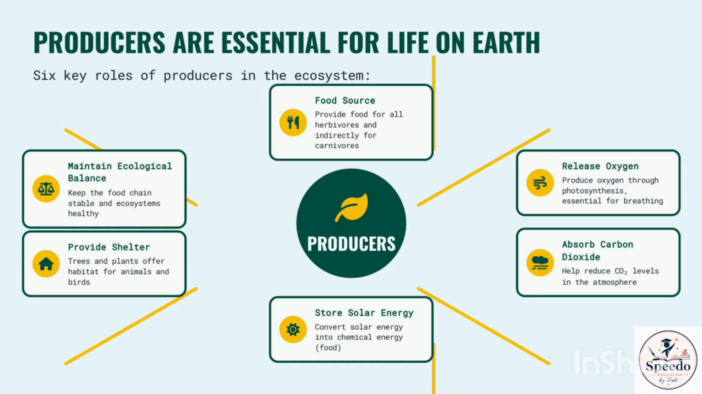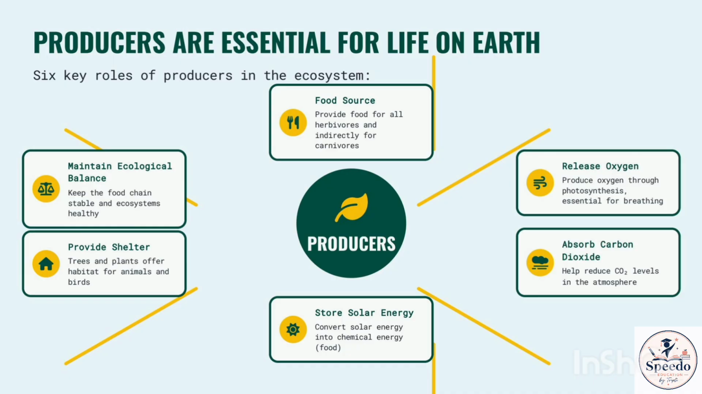Second, producers release oxygen. During photosynthesis, plants release oxygen into the atmosphere. Humans and most animals need oxygen for respiration. Without producers, there would not be enough oxygen to support life on Earth. Interestingly, forests, grasslands, and tiny ocean organisms called phytoplankton together produce most of the Earth's oxygen.